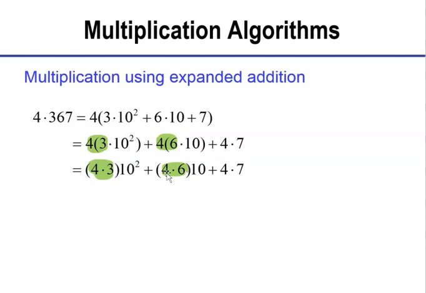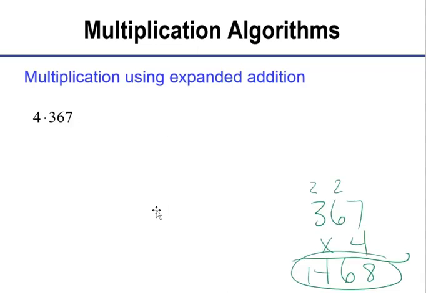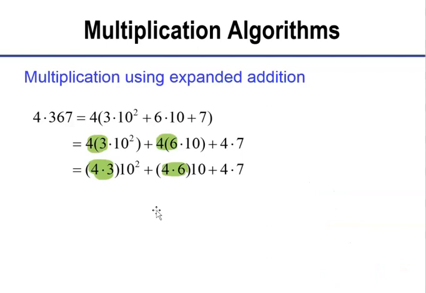We know 4 times 3 is 12, and 12 times 10 squared gives us 1,200. 4 times 6 is 24, times 10, like we just talked about a minute ago, is 240, and then 4 times 7 is 28, and of course you can add all those together to get 1,468. Is that what I got before doing the standard algorithm? It is, but this really does a good job of explaining why that's the case.